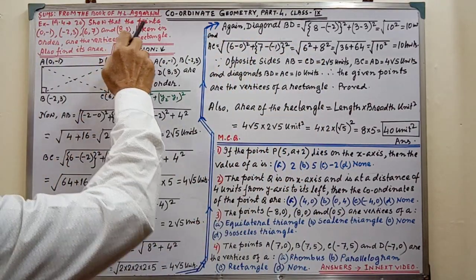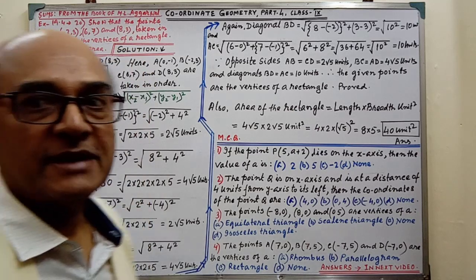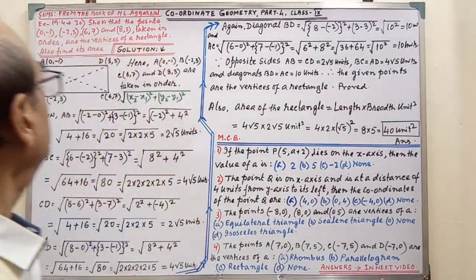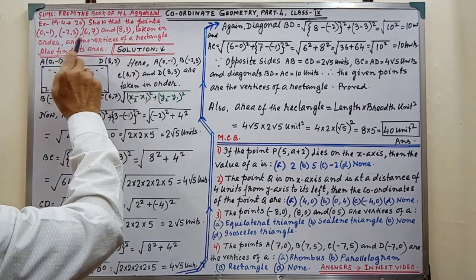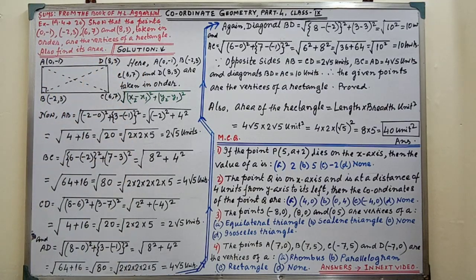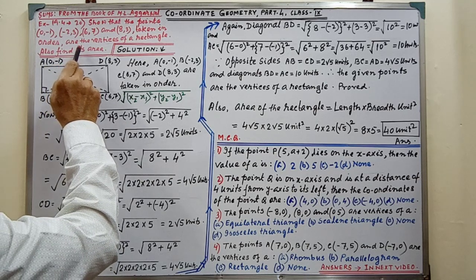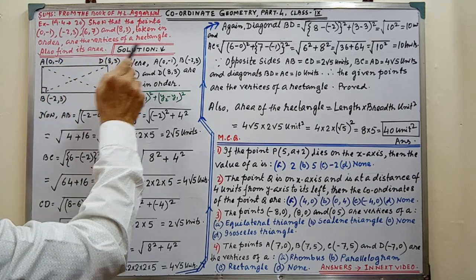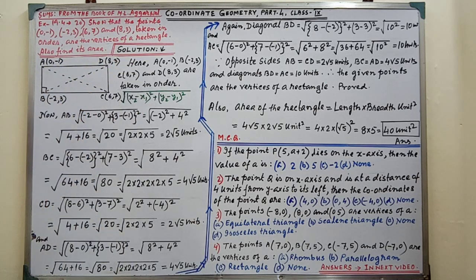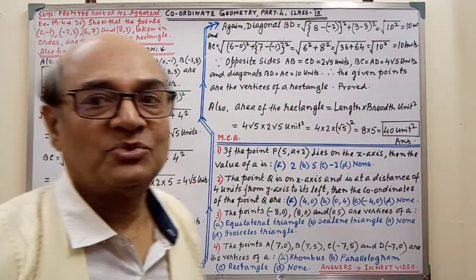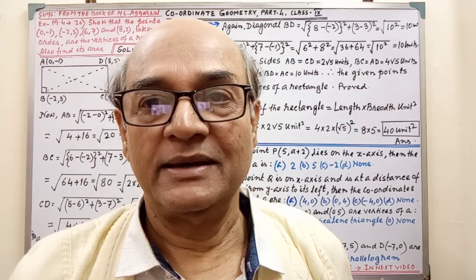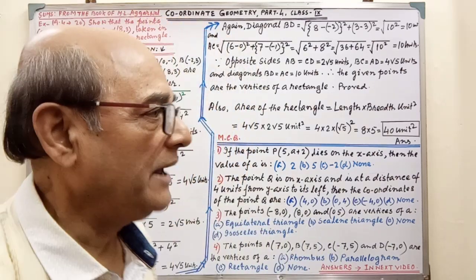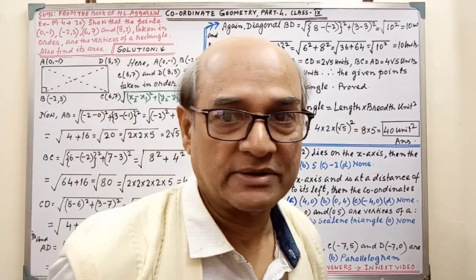Sums are given from ML Agrawal, exercise 19.4, sum number 20. Show that the points, taken in order, are the vertices of a rectangle. The coordinates are given, and we have to prove it is a rectangle, and we have to find out the area of the rectangle also.